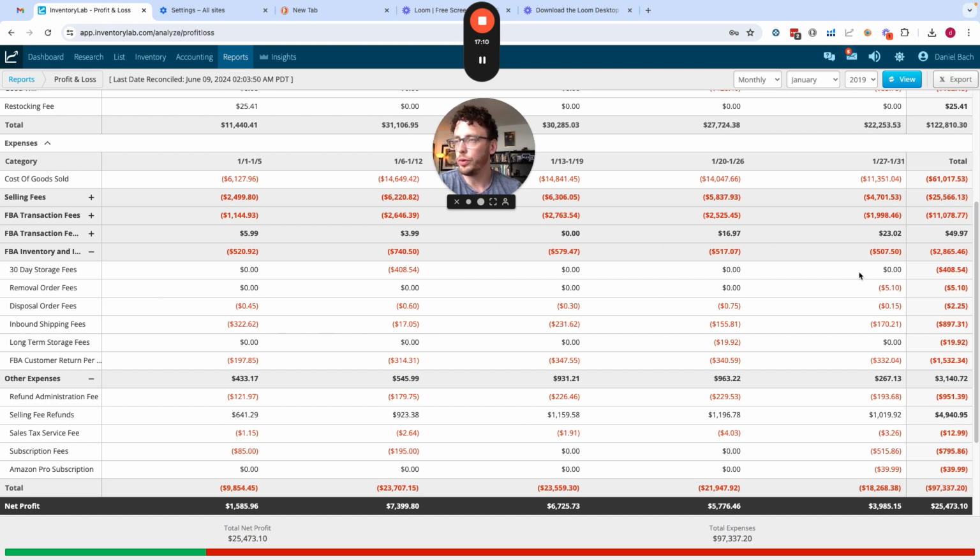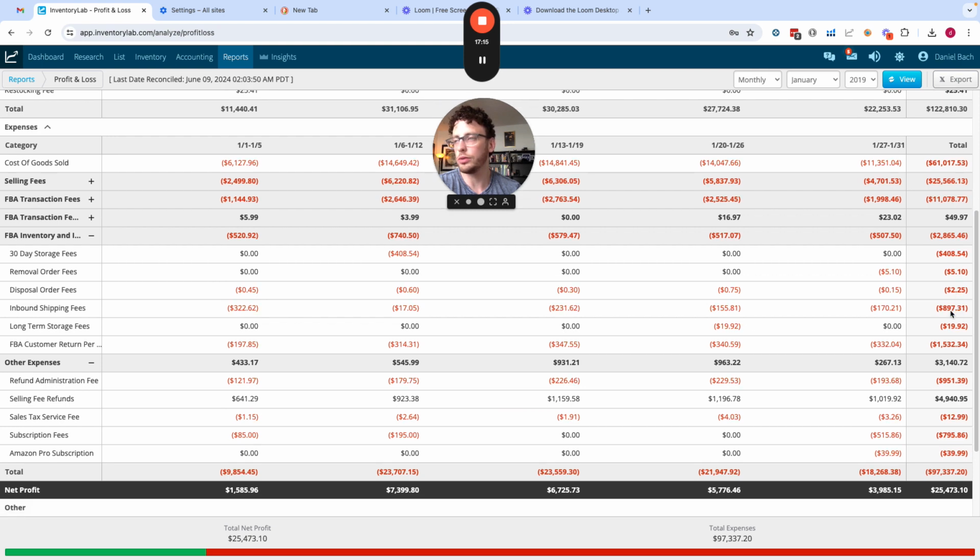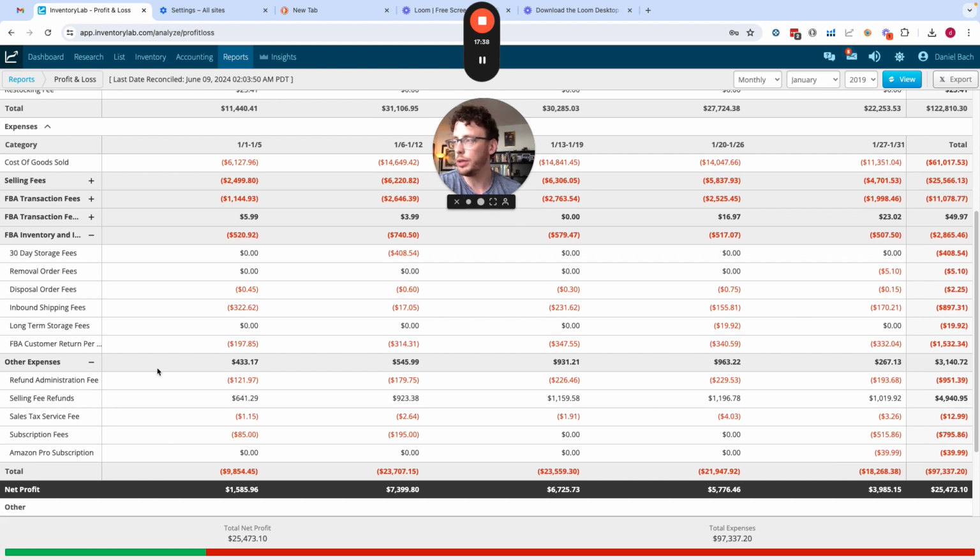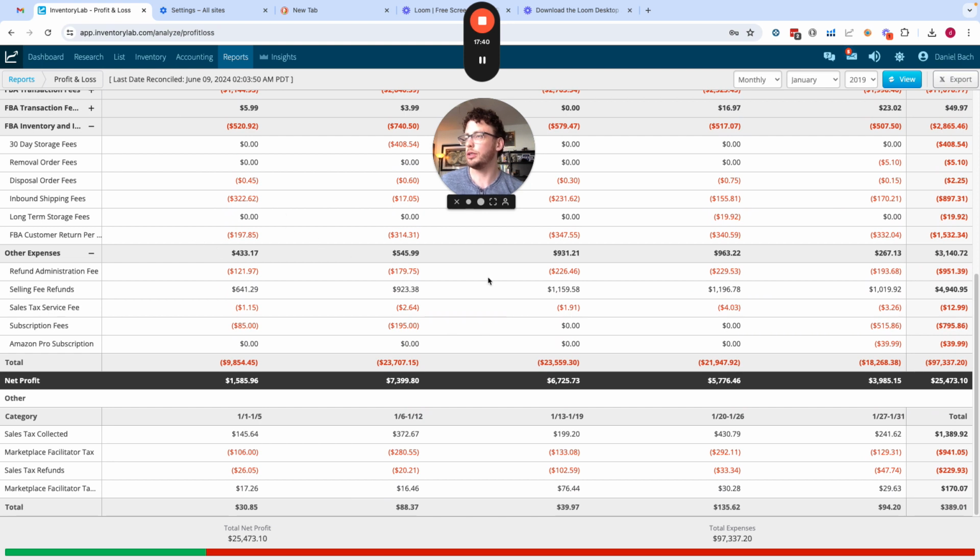So removal order fees, we got $5.10. Disposal order fees, $2.25. Inbound shipping fees. This is what I was referring to earlier accidentally on this other section. These are your shipping labels, what you paid to ship stuff in. $322.62 if you bought shipping through Amazon, that is, to send in for FBA. And you can see we totaled up to $897.31 for that month. And then long-term storage fees, we only paid $19.92.